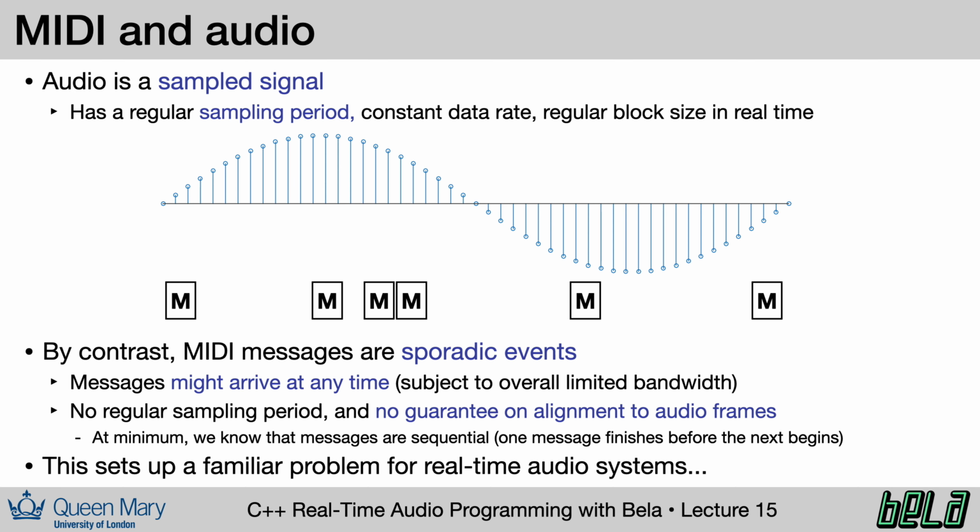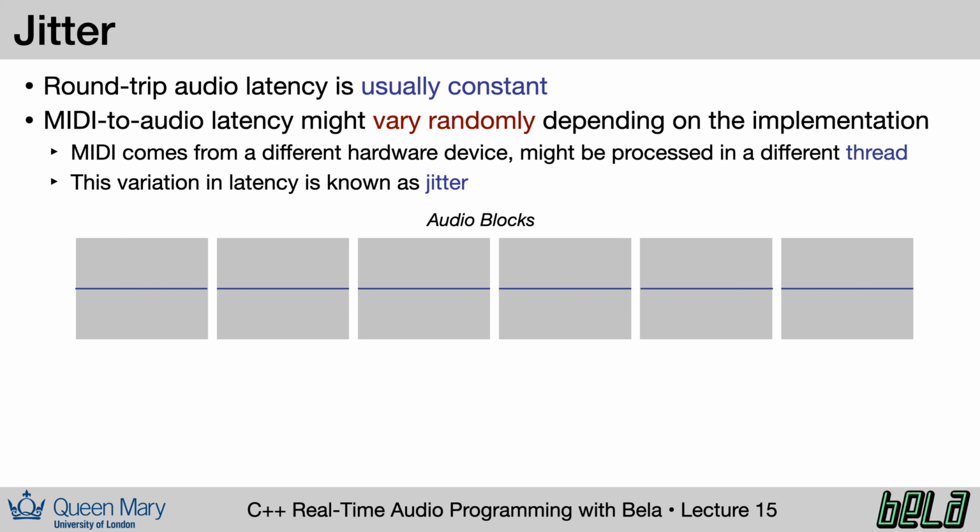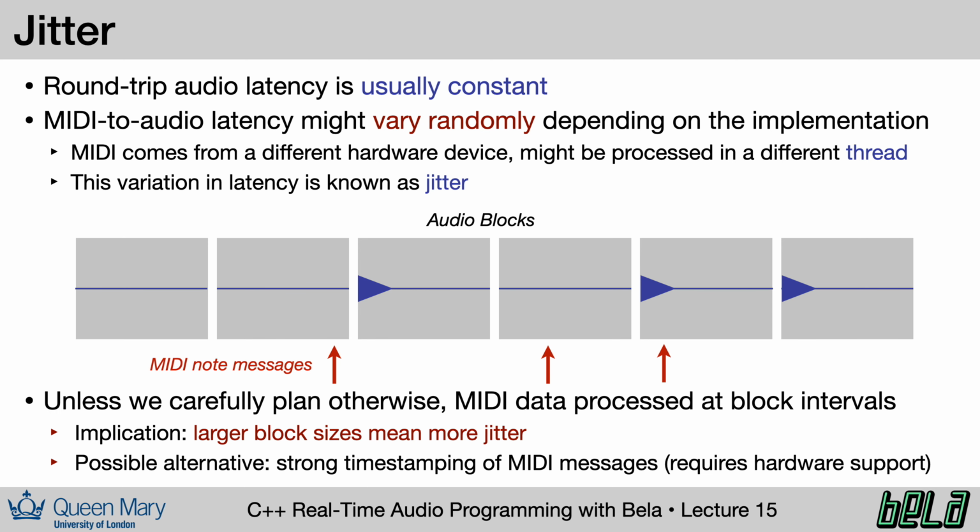This sets up a familiar problem, which we last saw in Lecture 10. That problem is jitter. The latency in responding to any given MIDI message might vary randomly depending on when that message happened to arrive relative to the audio block. MIDI note messages are coming in from a different hardware device than the audio device, in a completely different thread. They might arrive at the beginning of a block, in the middle of a block, or at the end of a block, but in the simplest implementations, the soonest you'll be able to respond to that MIDI message is at the beginning of the next block. Therefore, the amount of delay between receiving the message and having its audio response will vary.